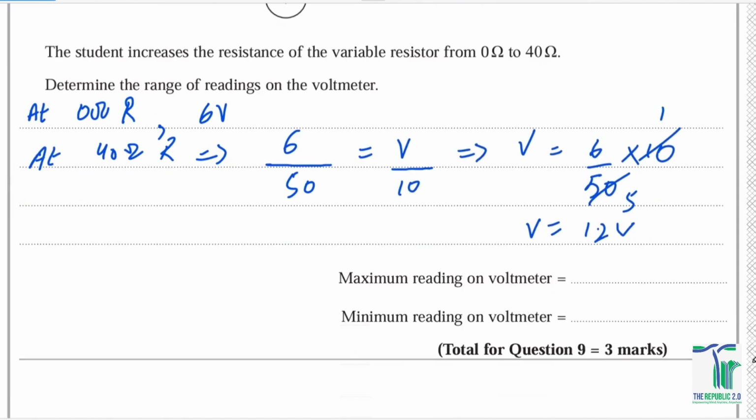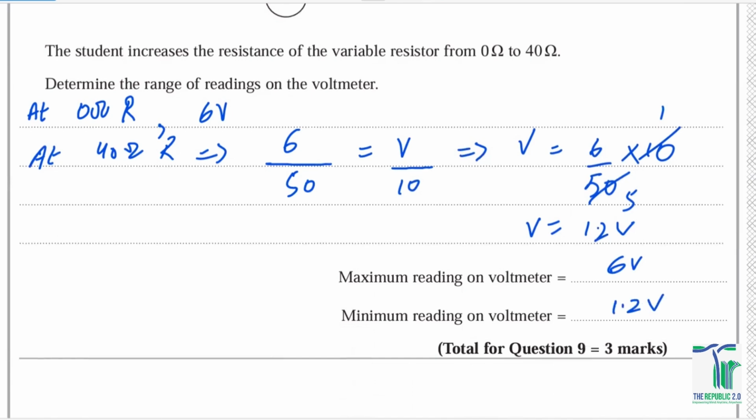So the maximum reading on the voltmeter that we can have is 6 volts, and the minimum reading on the voltmeter could be 1.2 volts.